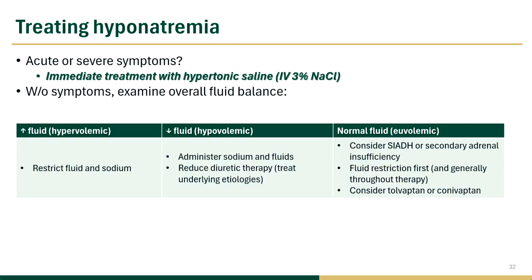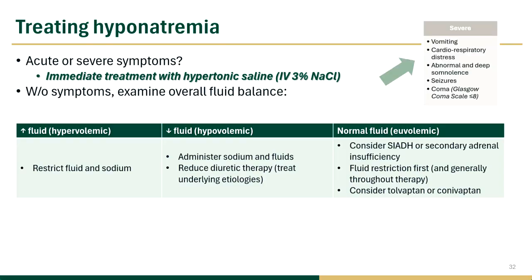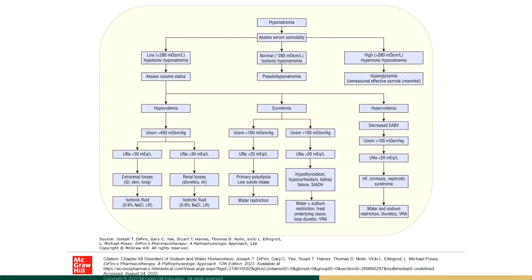consider treating that one. If they're normal fluid balance, so euvolemic, then you would consider a disease called SIADH that we'll talk about next, or secondary adrenal insufficiency. So in those cases, you would restrict fluid first, and then consider other treatments like tolvaptan and conivaptan, which I will go over. So as a reminder, those are the severe symptoms that we talked about before. So this is the same chart. I just put it in a different place here. So not to go over that again, but that's the same chart.